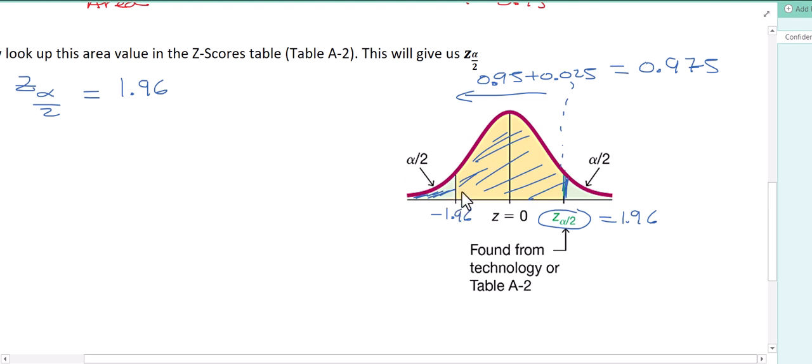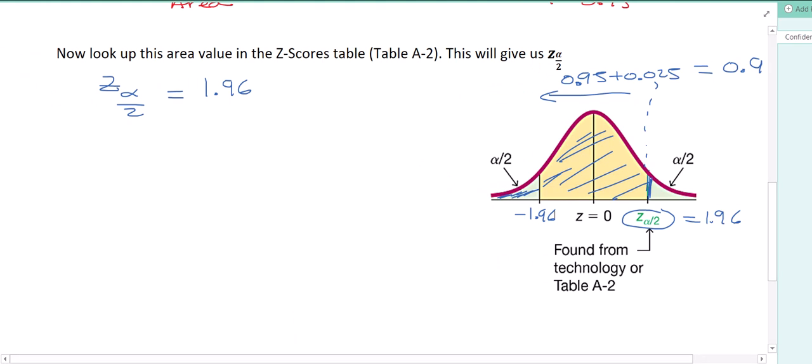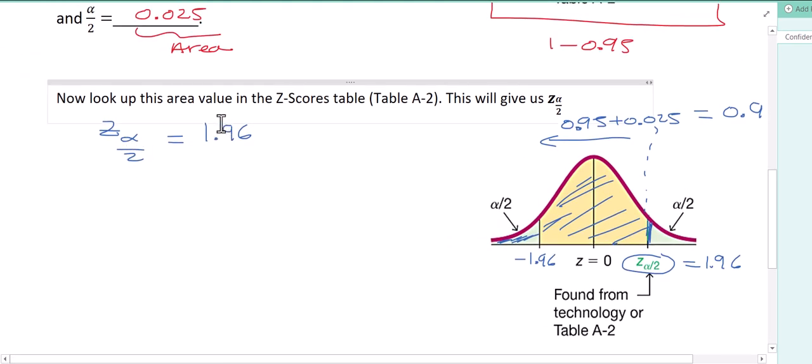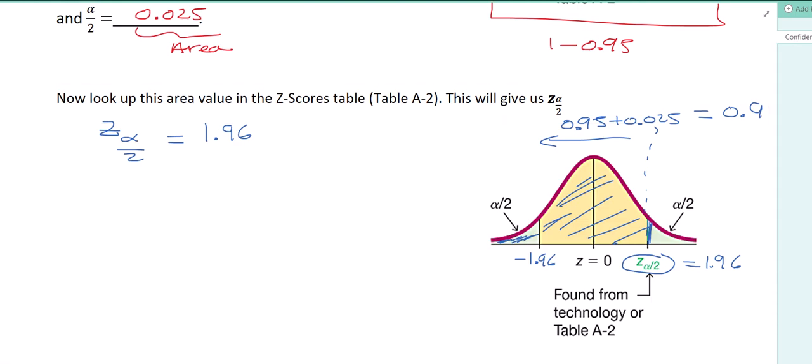I find it easier to find the negative one because that already gives me the area to the left, so I don't have to do any extra math like adding that 95%, that 0.95, and then figuring out that area. So I find it a little easier to just find the negative z-score and then take the absolute value to give the positive. Z alpha over 2 then is 1.96.